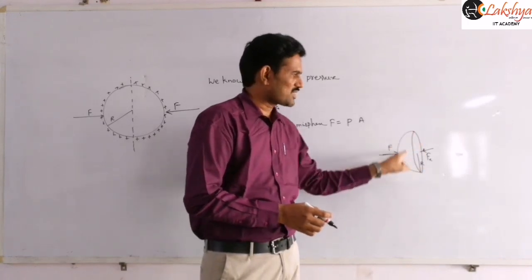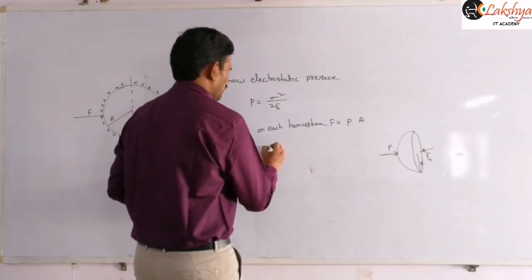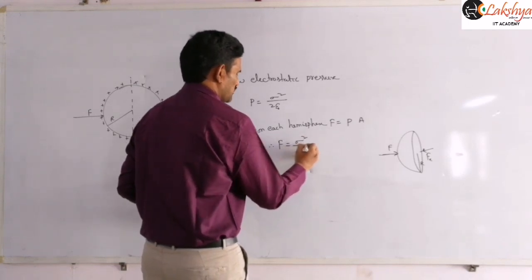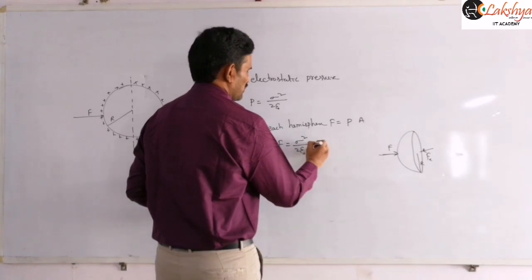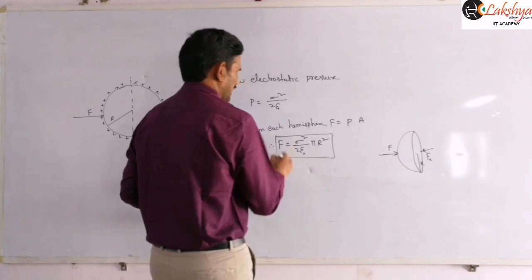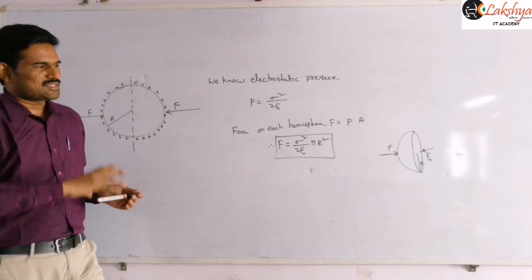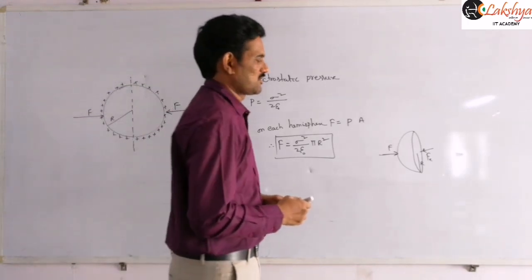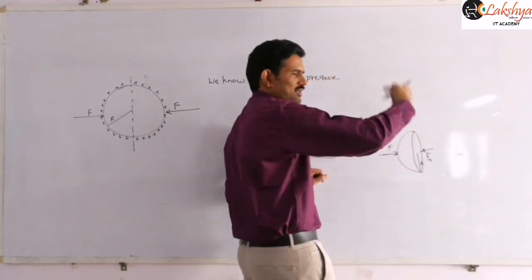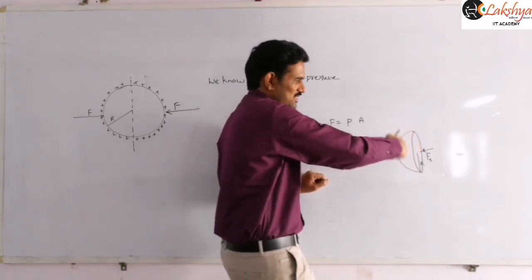The electrostatic force acting on this area, taking the area of the projection, we can write as F equal to P, which is sigma square by 2 epsilon naught, into pi r square, the area of that circular disc. Remember, it is just similar to fluid mechanics. This force is exerted by the right hand side hemispherical part, due to its electric field, on this hemisphere.